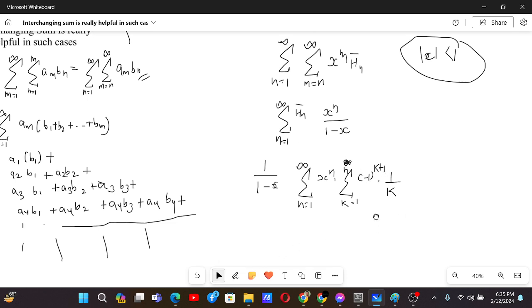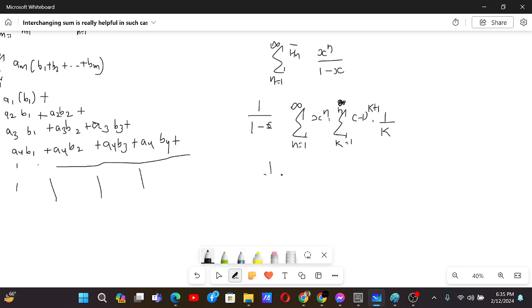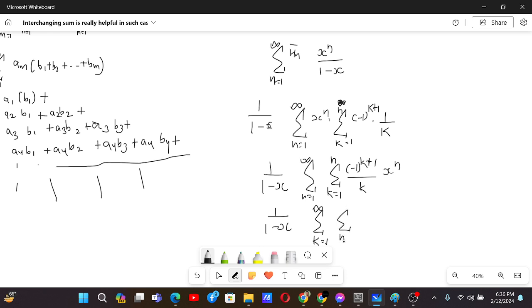Now you can again use that same identity, with 1 by 1 minus x. First of all, you can take x to the power n inside so that it will be in a good format: the sum from k equals 1 to n of minus 1 to the power k plus 1 by k, and then we have x to the power n. Now let's interchange these two by using the formula that I told earlier. The sum from k equals 1 to infinity, sum from n equals k to infinity of minus 1 to the power k plus 1 by k, x to the power n.